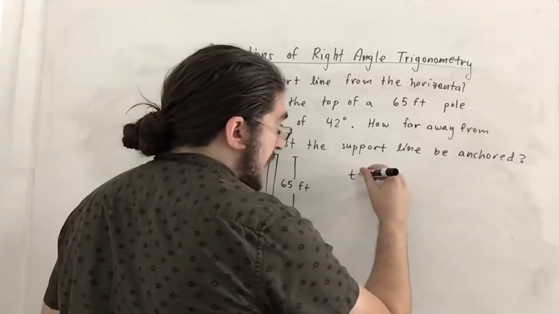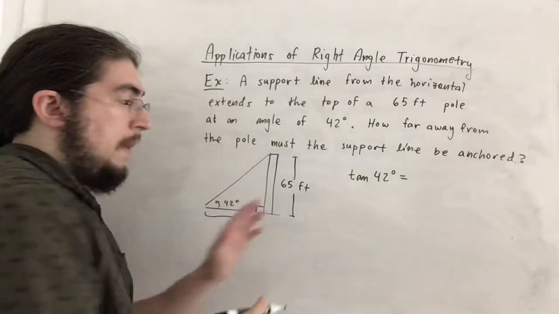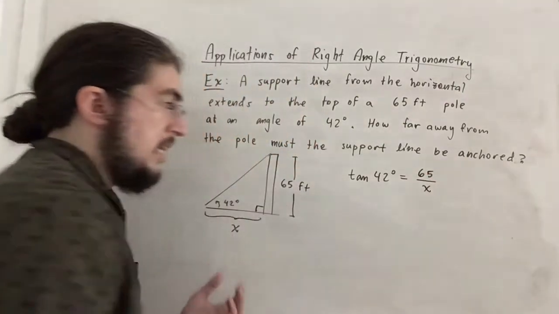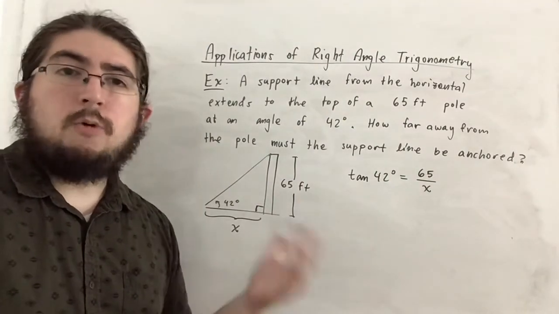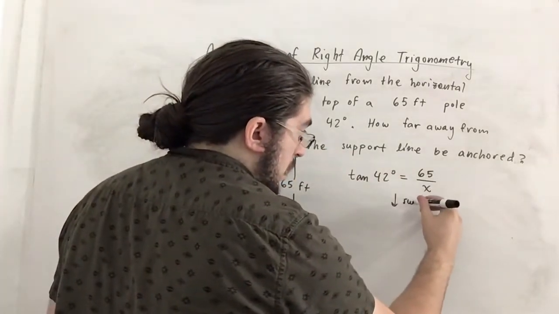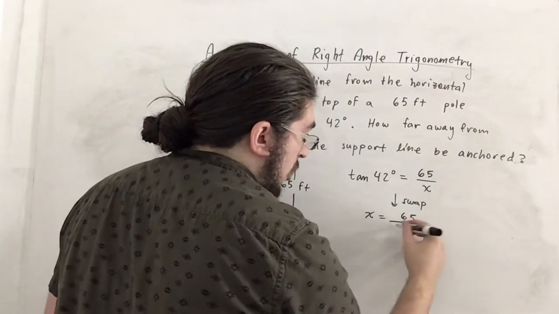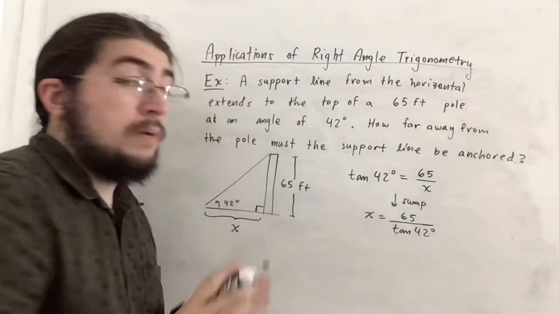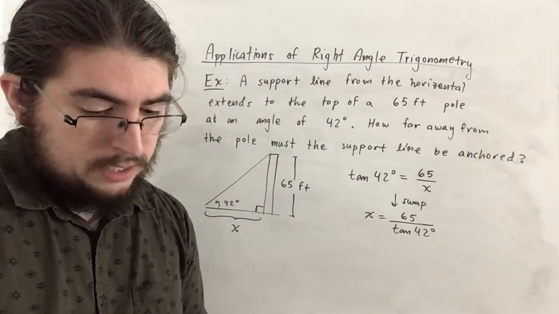So we can say the tangent of the angle, 42 degrees, is equal to the opposite side, 65, divided by the adjacent side, x. Notice here I'm not writing feet. I know x is going to be in feet, so I'll write that at the very end. I'll perform a swap here. To get x by itself, x is going to be 65 over tangent of 42 degrees. Again, remember that your calculator must be in degree mode, or else this won't work. So I'm just going to type this up real quick.